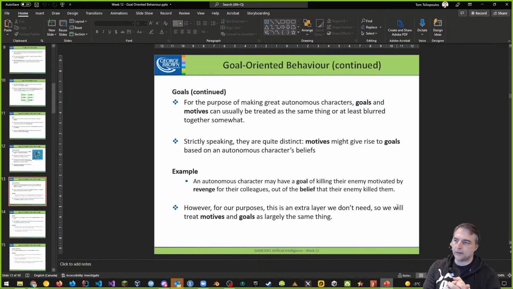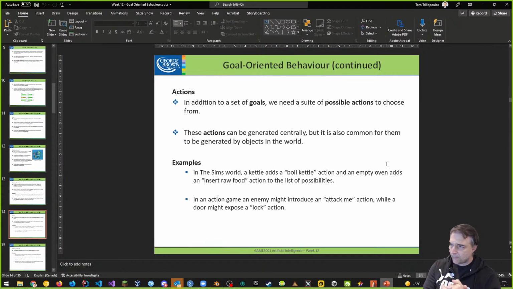For the purpose of making great autonomous characters, we talked about this already: goals and motives are the same. We're not going to talk too much about this. Now that we know goals are something that needs to be fulfilled, and a goal has an insistence number, a value that we have to meet, we have to take actions. We know what actions are. We have a suite of possible actions for us to meet that goal, whatever it's going to be. Sometimes these actions can be generated, and it's common for items in the world, as an example, to trigger the autonomous character to take that action. A good example of that might be boil kettle as an action.